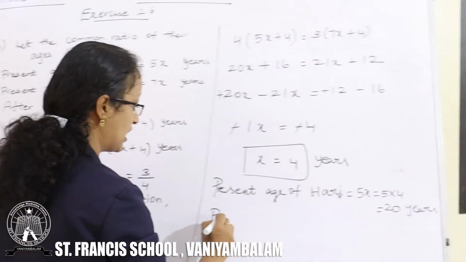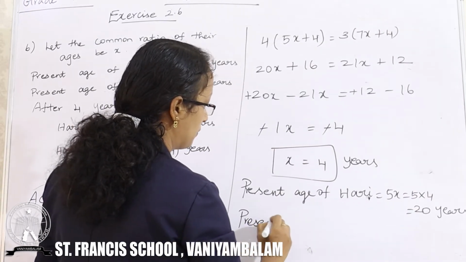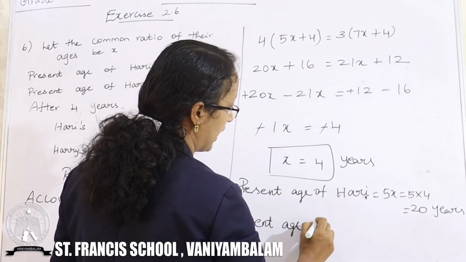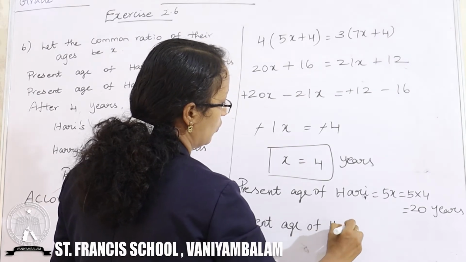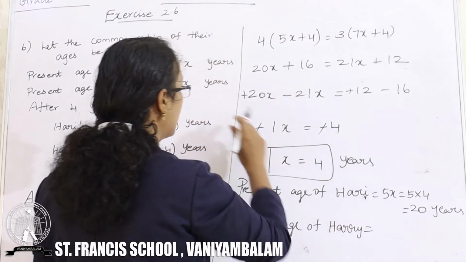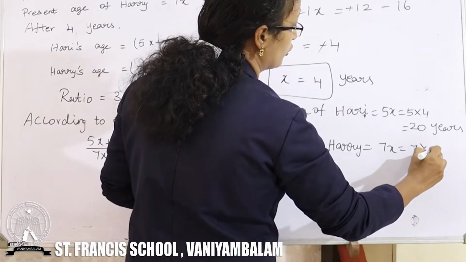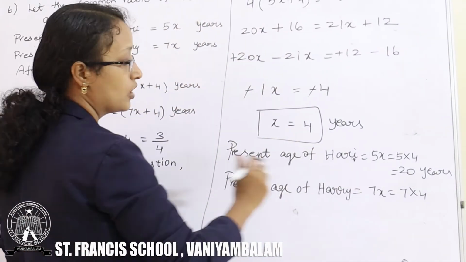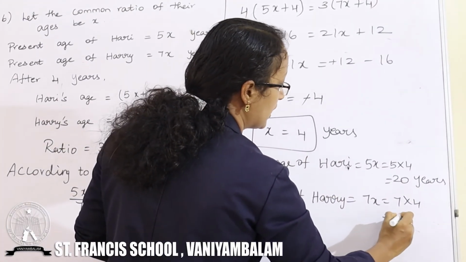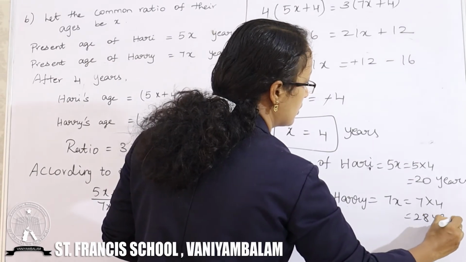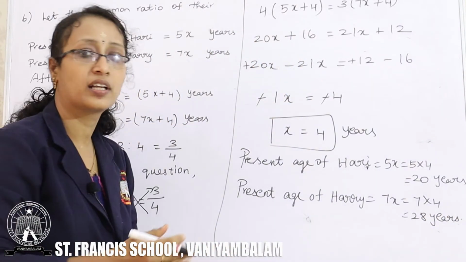And the present age of Harry is, what is your present age of Harry? 7x. So 7x is equal to 7 into 4. Your x is 4. So 7 into 4 is 28 years. I think you got it.